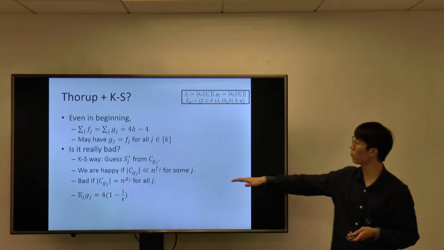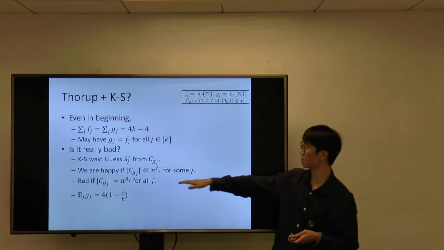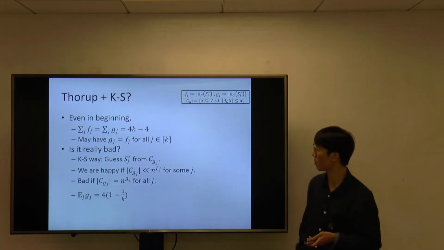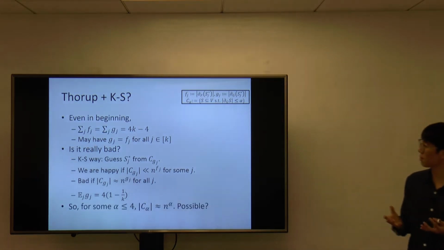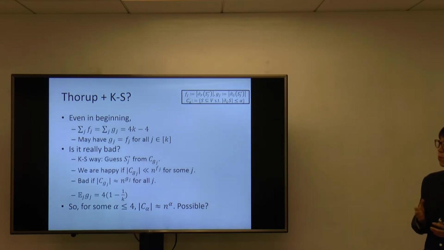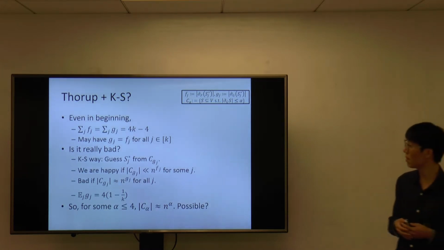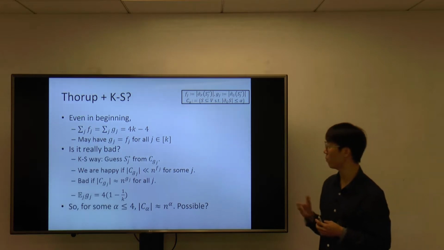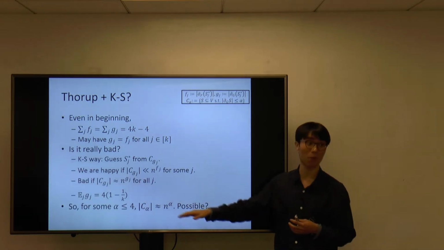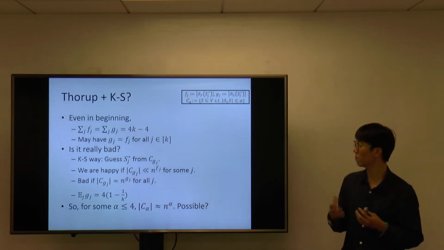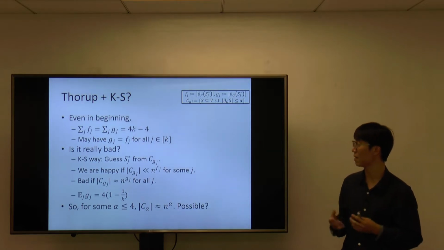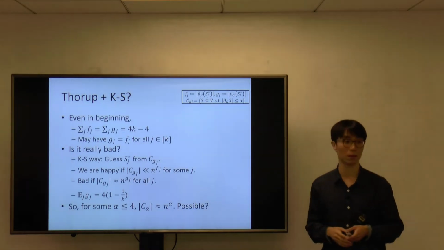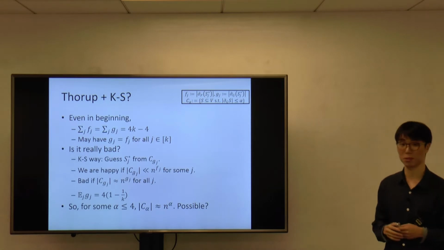So in order for the really bad case to happen, this must be true, and then the average value of G is 4. So it means that if we are really stuck, then actually for some alpha less than 4, if you look at C sub alpha, then the size of this guy is roughly equal to n to the alpha. Okay? Then our question is, is that really possible?